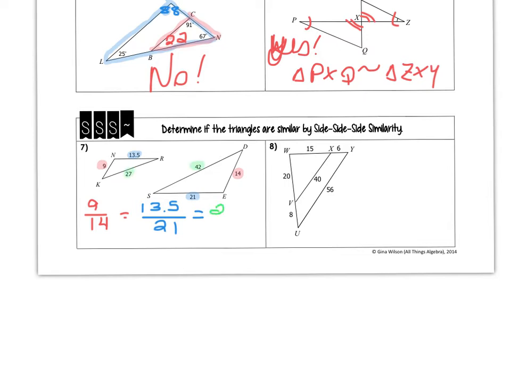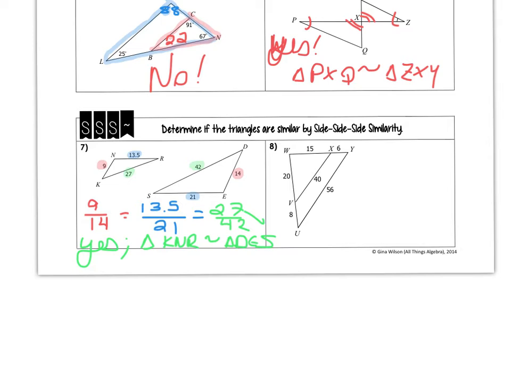That's how you set up your ratios. Now, if we set up these ratios, what we're going to find out is that they all are the same thing. Therefore, this is a yes. And all you do is plug it in your calculator. And we do our statement. KNR is similar to triangle DES.